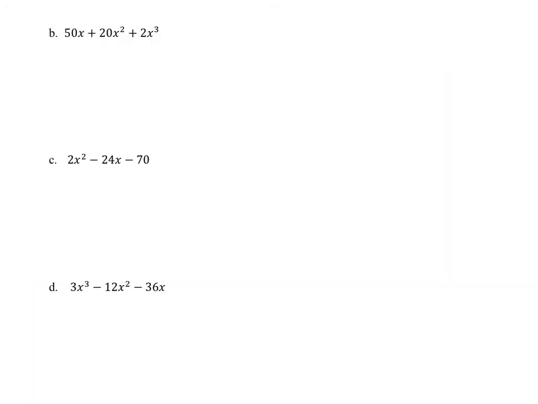So now the first thing we're going to do on this first one, notice that it's not in descending degree order, so we're going to write it that way. 2x cubed plus 20x squared plus 50x. Perfect. Now I notice, aha, there's a common factor of 2 and another common factor of x, and that's all I can pull out. And again, this is the two-step problem.